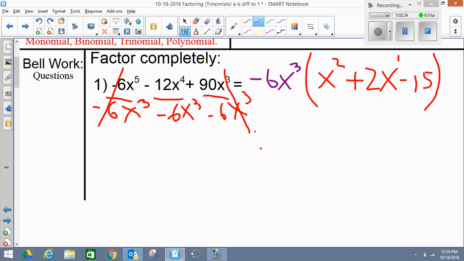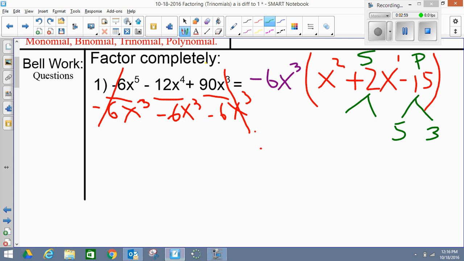Now, every time I factor, I always check inside of the parentheses to see if there's anything else that I can factor. In our case, we have a trinomial. So I'm going to use product and sum to factor this. Product is the last number, the sum is the middle number, always. So I need two numbers that you multiply, you get -15, but when you add or subtract, you get +2. And the numbers are 5 and 3. 5 times 3 is 15, but I need a -15, so one of them has to be negative.